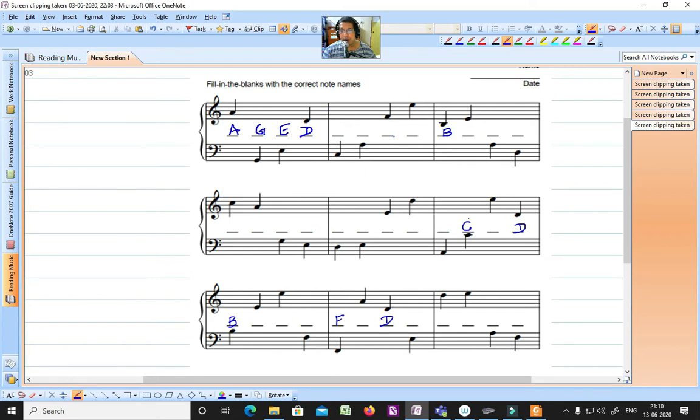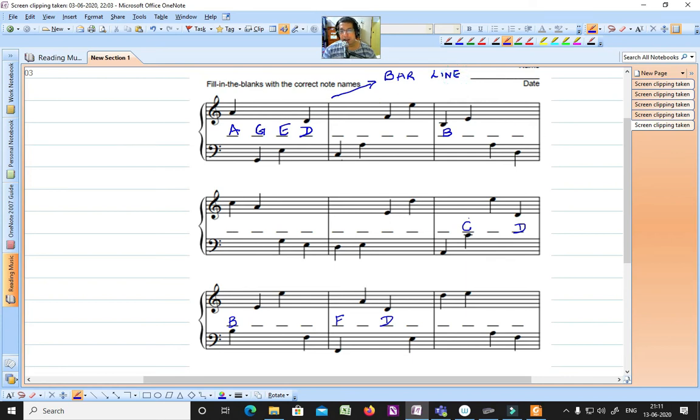It's called a bar line. This is called a bar line. Just remember, this is called a bar, B-A-R line. Okay, just remember for later on that now everything is separated by a bar line.